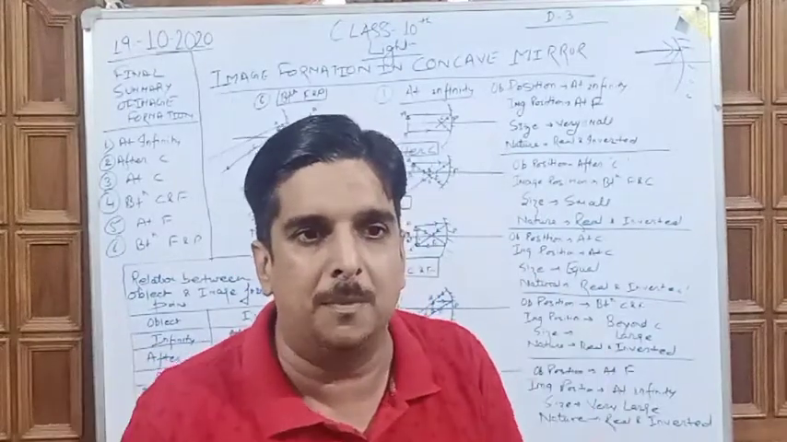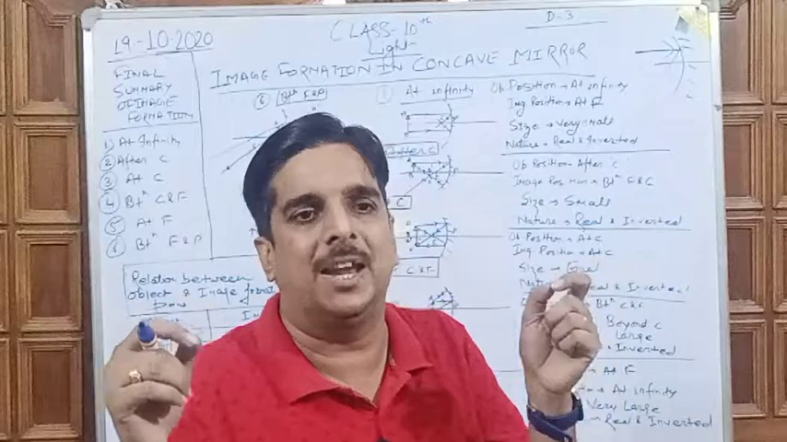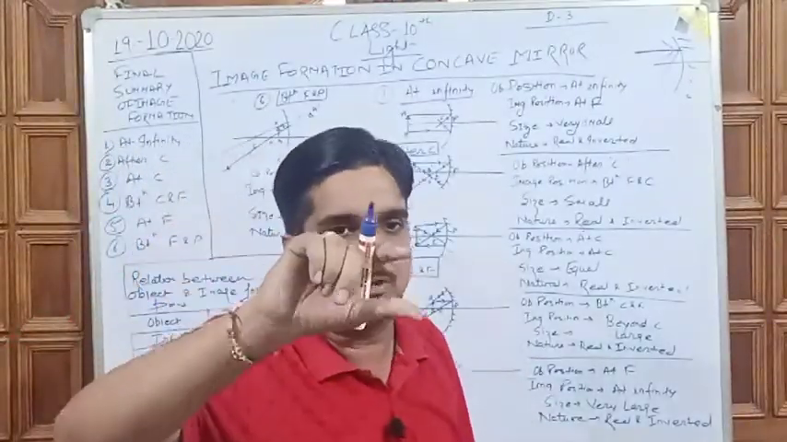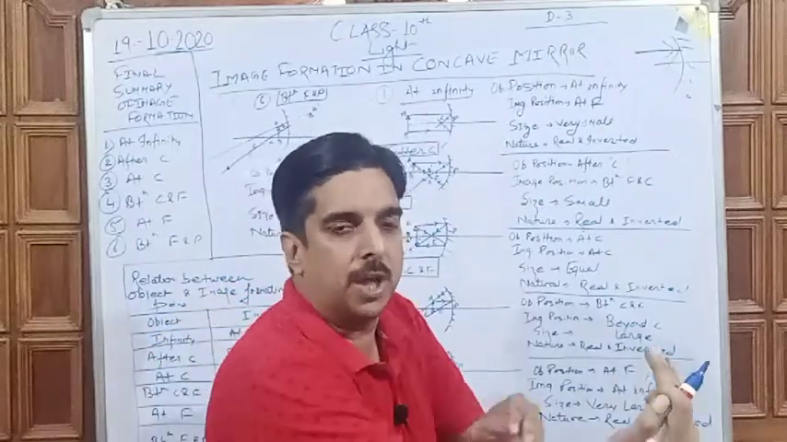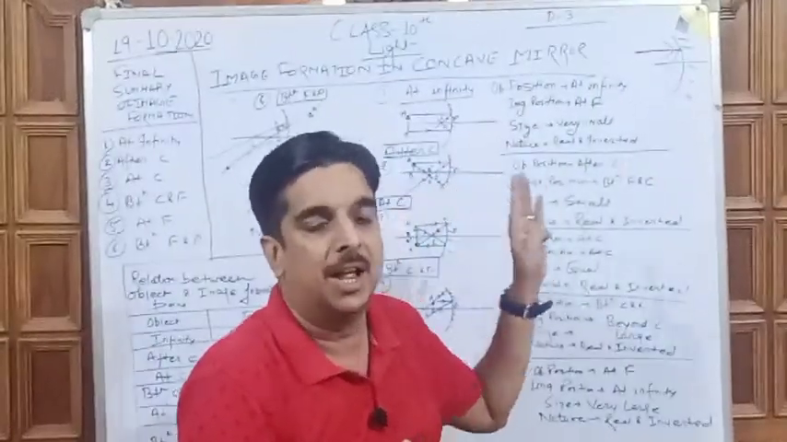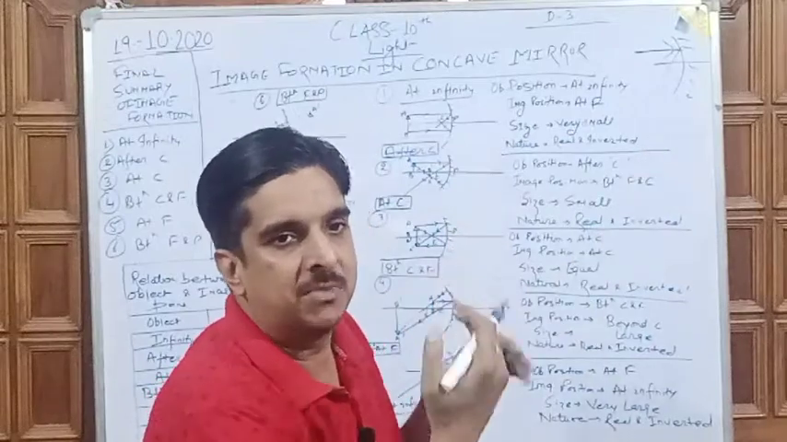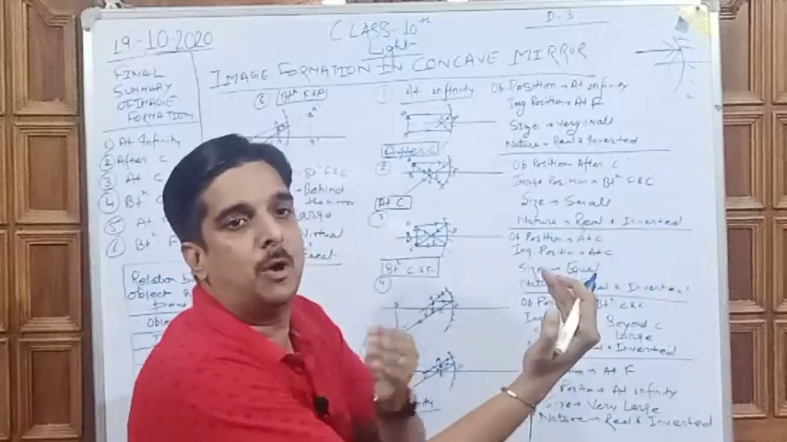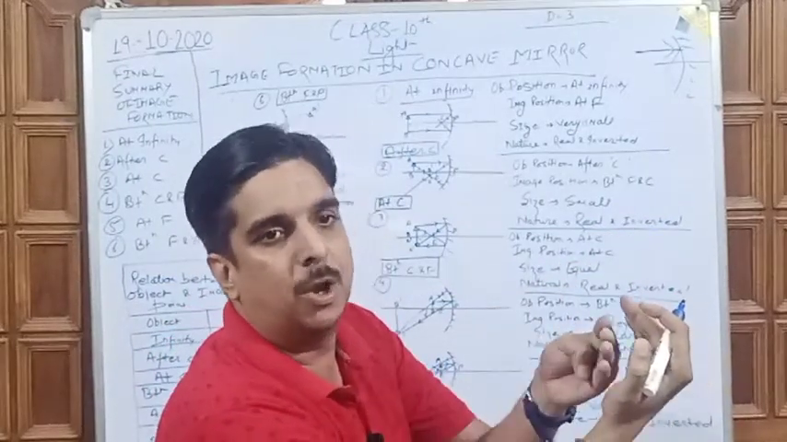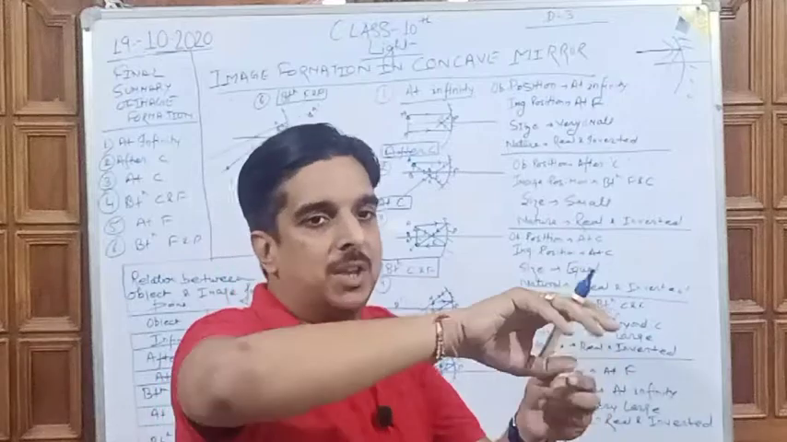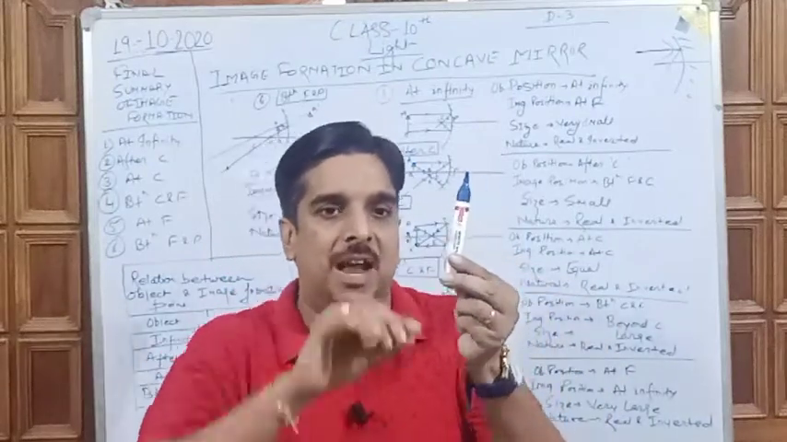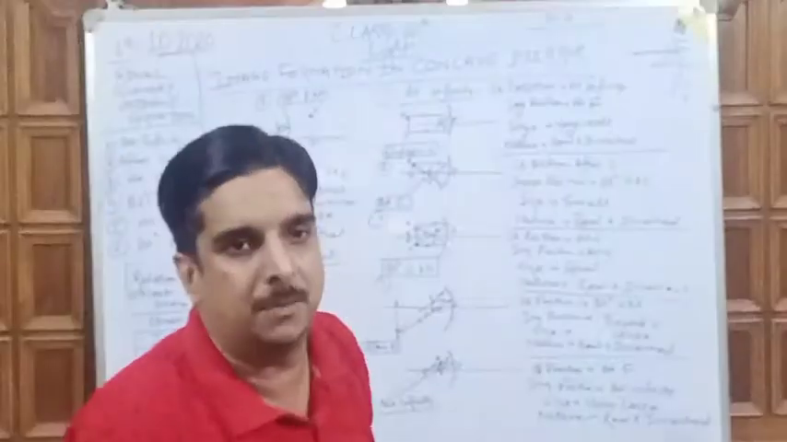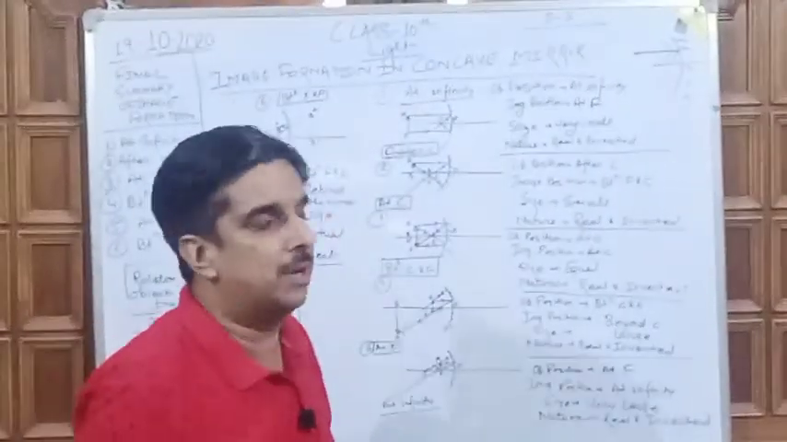What do we mean by a real image or an inverted image? Inverted means upside down, and real means the image that forms in front of the mirror. You have to memorize one thing: whatever image forms in front of the mirror will always be known as a real image. And if the object is this and the image is formed like this, this property is known as an inverted image.